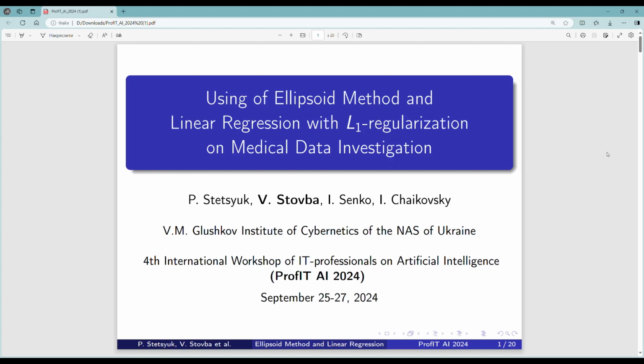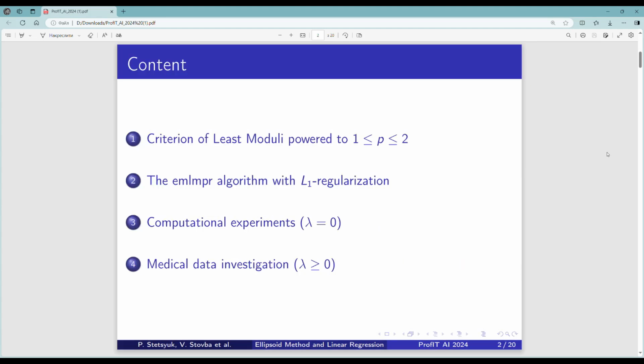Using of Ellipsoid Method and Linear Regression with L1 Regularization on Medical Data Investigation. So first we are going to talk about criterion of least moduli powered to P, then discuss the emlmpr algorithm with L1 regularization, and in the end we'll see results of some computational experiments with lambda equals 0 and for medical data investigation when lambda is greater or equal to 0.